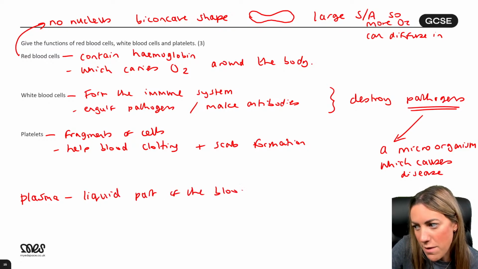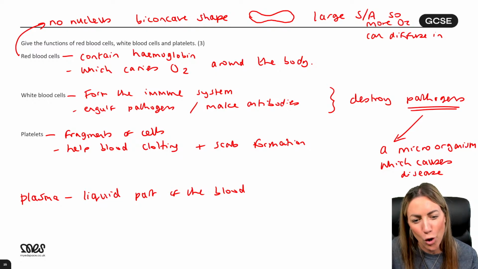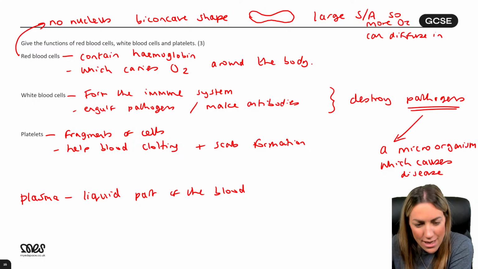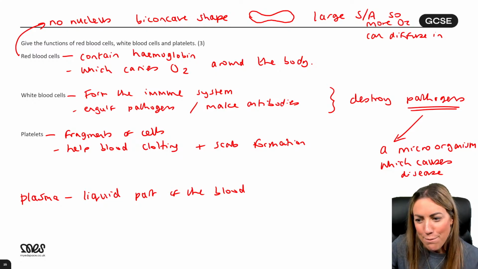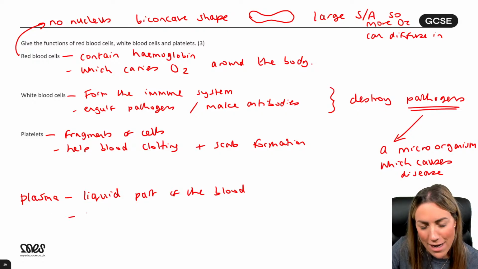It's the liquid part of the blood. It's actually like a creamy yellow colour, which is mad, isn't it? The plasma is like a creamy colour, but it looks red because there are so many red blood cells in it.